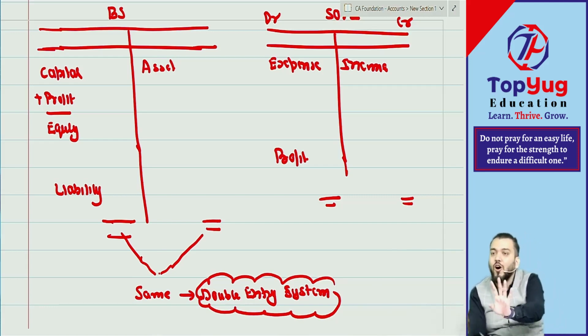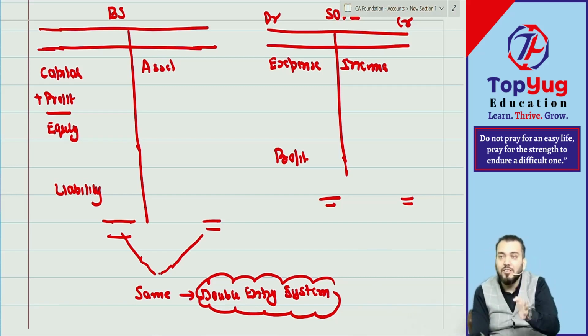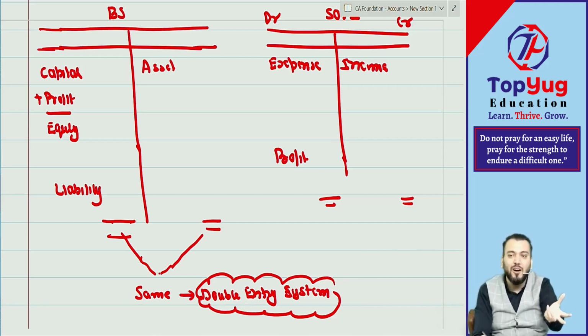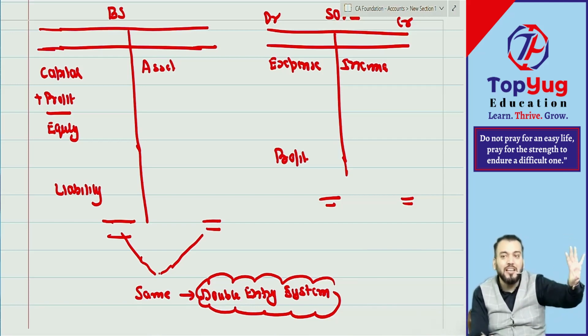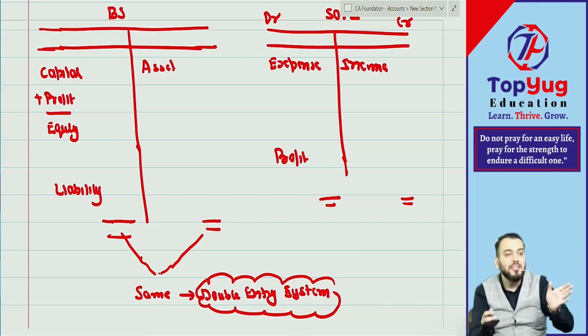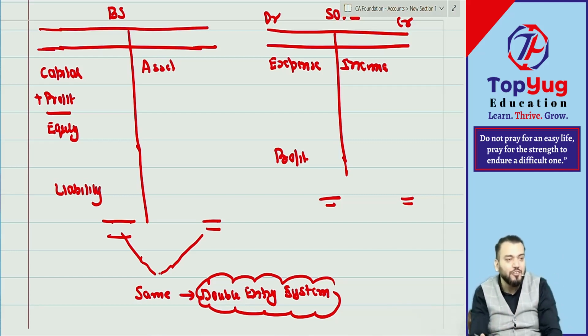So we record all income where? We record all expense where? Income minus expense is equal to, we will derive profit from which account? PL account. This profit will be transferred to what? Capital. Where? In the balance sheet. Then in the balance sheet we record asset and capital and liability. Capital plus profit is equal to what?